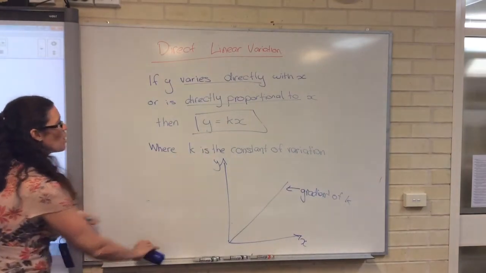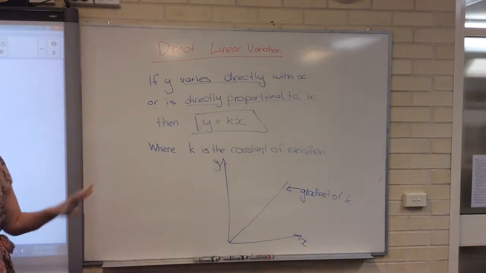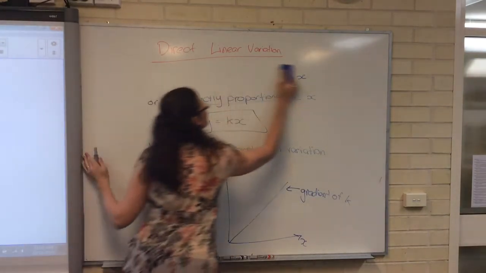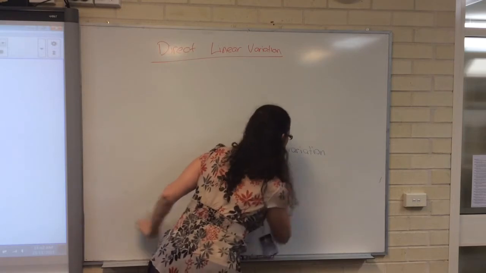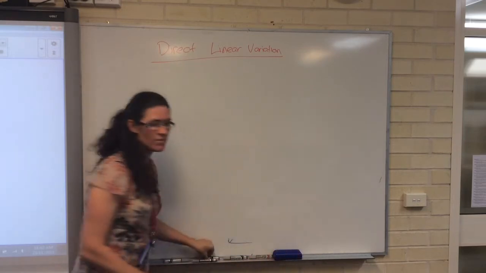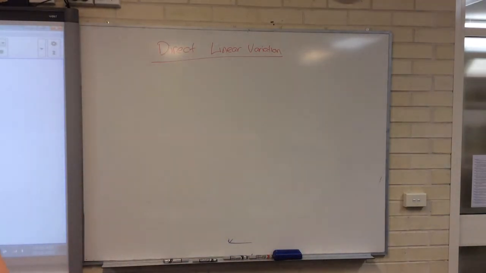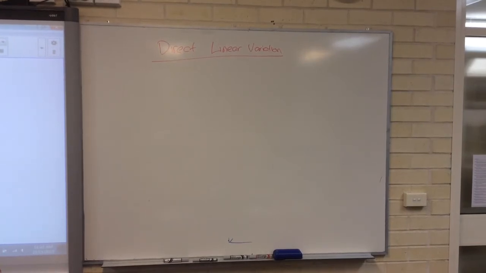Let's look at an example of how I would do it if I was given a word problem. So in my question, I'm going to be given that mass varies directly with the volume.